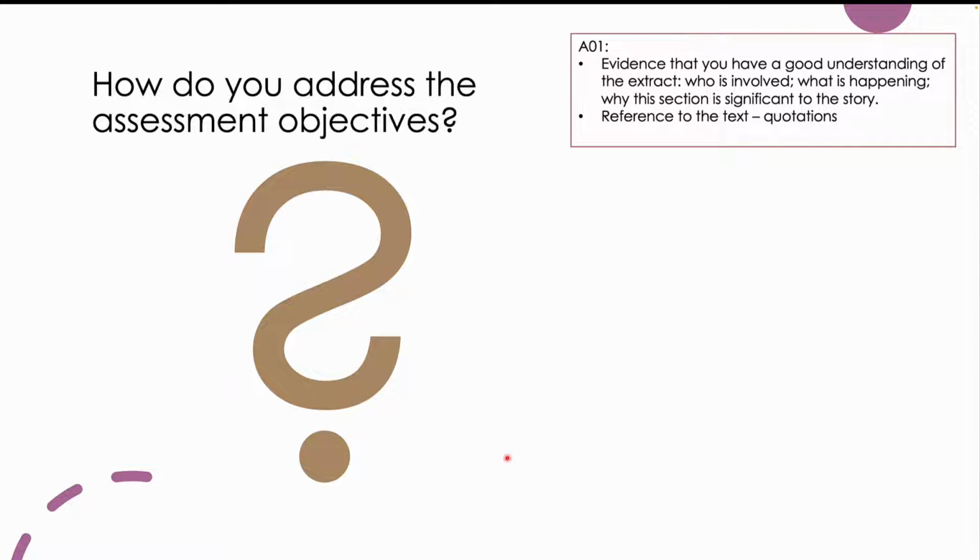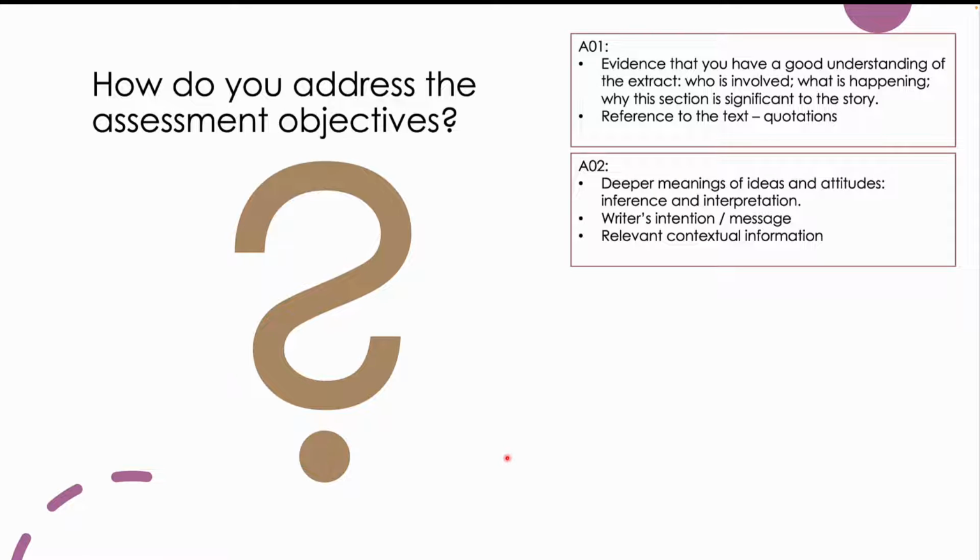So you've got to have a good understanding not only of the extract but of the wider novel, because you really do need to understand who is involved, what kind of characters they are, what's happening, why that particular event or setting is really important to the story, how maybe it's developed from previous chapters, and why what you see in that extract is significant. So always think to yourself, why has this particular extract been selected? What is important about it? Why is this integral to my understanding of the novel as a whole? And also you must have reference to the text, and this is where you include your quotations.